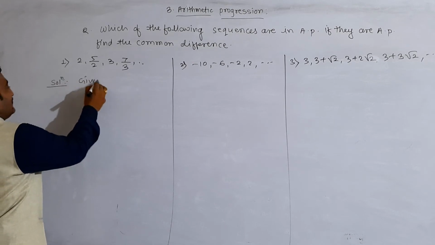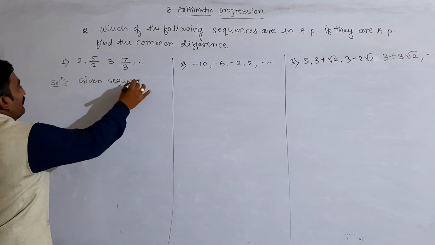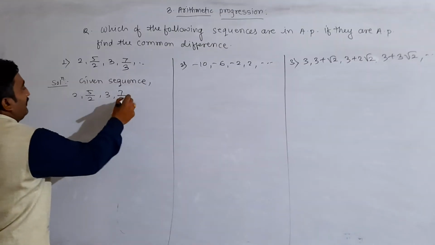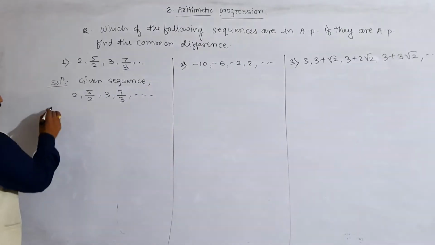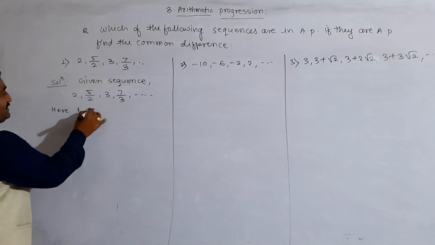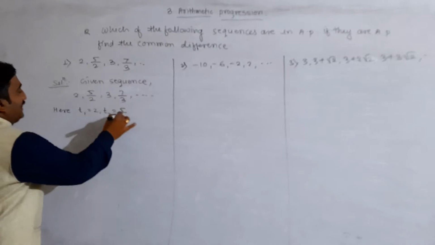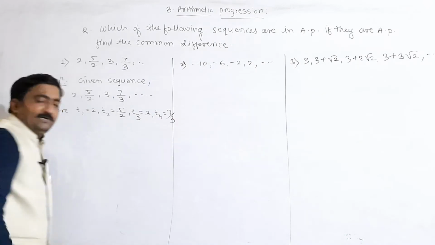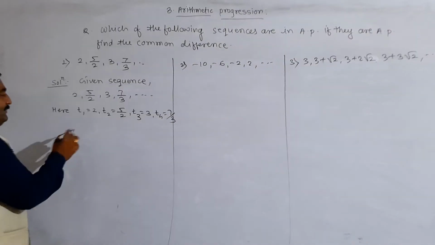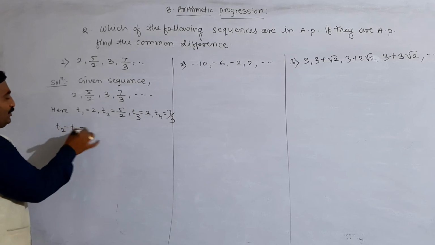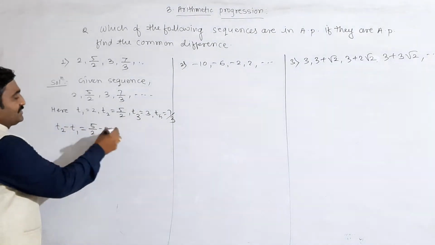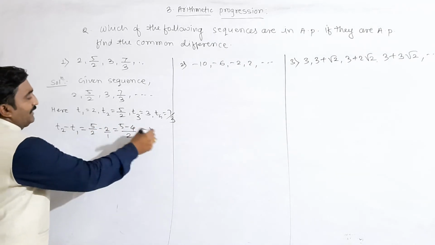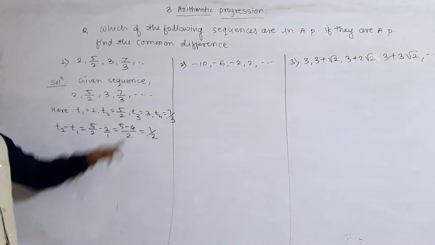So given sequence 2, 5 by 2, 3, 7 by 3, and so on. So here T1 is equal to 2, T2 is equal to 5 by 2, T3 is equal to 3 and T4 is equal to 7 by 3. Then find the difference between consecutive terms. T2 minus T1, 5 by 2 minus 2. So here cross multiplication, 5 minus 4 divided by 2, so 1 by 2. 2 2s are 4.